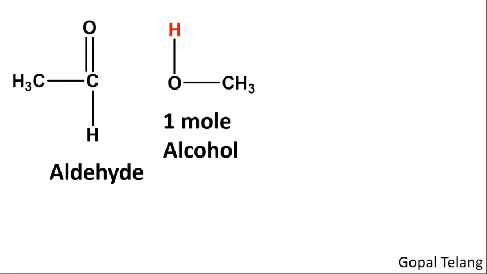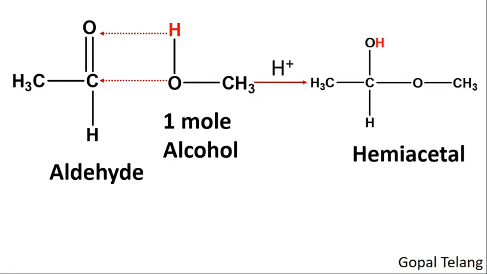First, consider that aldehydes are treated with 1 mole of alcohol. Remember, only 1 mole of alcohol, when treated with aldehydes in acidic medium. The oxygen of the alcohol will attack the carbonyl carbon and the hydrogen of the alcohol will transfer to the carbonyl oxygen, forming this type of compound which is termed a hemiacetal.